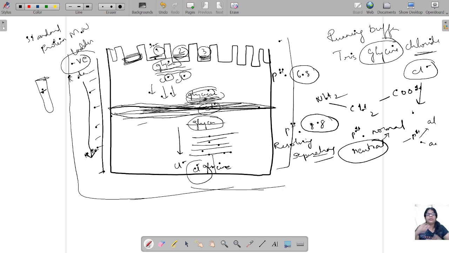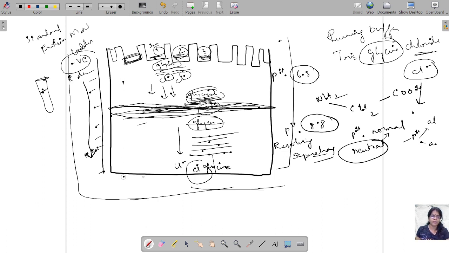So till the stacking gel, all was stacked up. All three were stacked in a linear position. Once the resolving gel has started, because of the change in pH, the glycine and the chloride would go faster, leaving the protein bands at the back. So finally we'll get good protein bands.